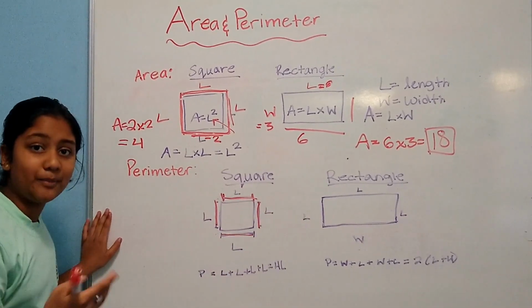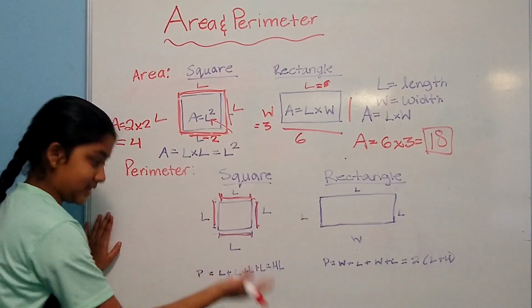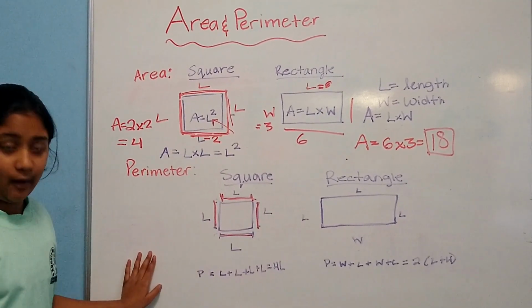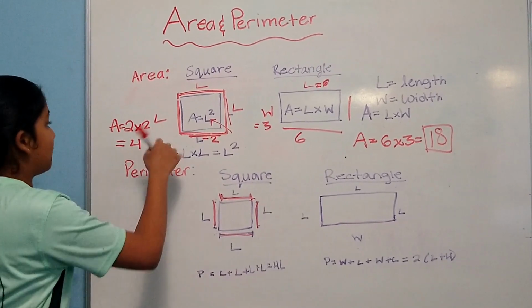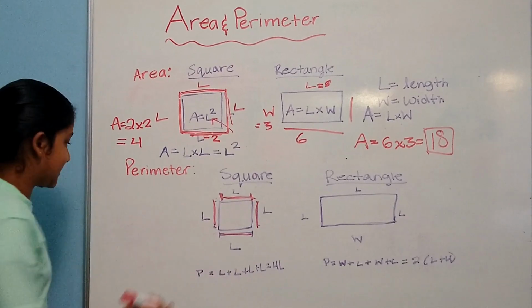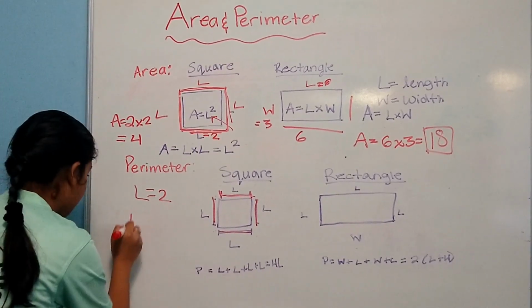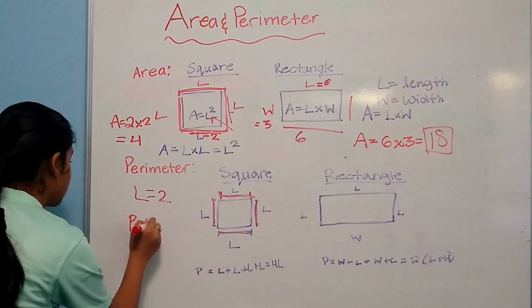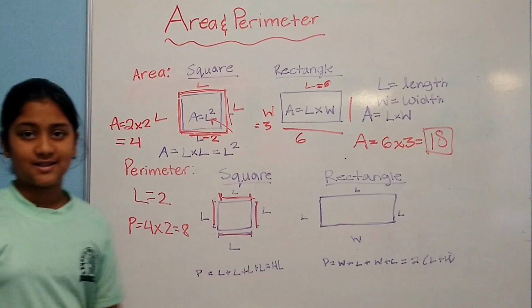And in a square, that would be 4L, because we're doing L plus L plus L plus L. And that's 4L. So that's how you can do it. So let's go back here, and what did we say? The length is actually 2. So the perimeter would be 4 times 2. So in this case, the perimeter would be 8.